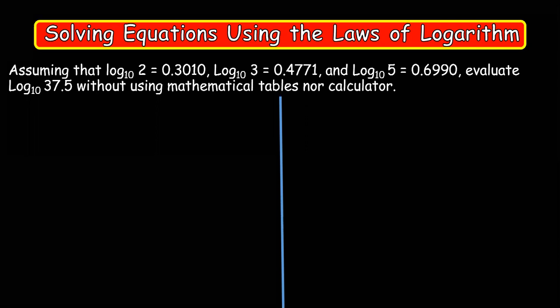So this is also similar to the last question we solved. Here again, you are not allowed to use a calculator. You are supposed to simplify and show your working. When you have a question like this, look at the values of the logs you're given: log 2, log 3, log 5. So we are going to simplify log 37.5 in such a way that it becomes log 2, log 3, and log 5, so that we can substitute the values.